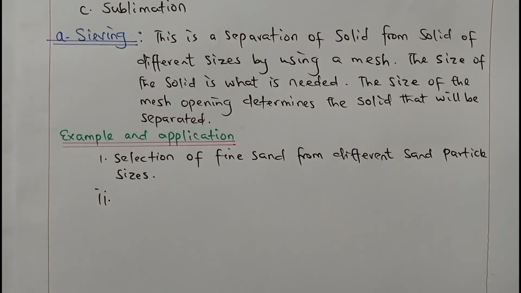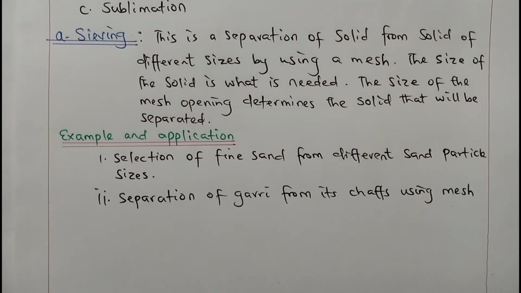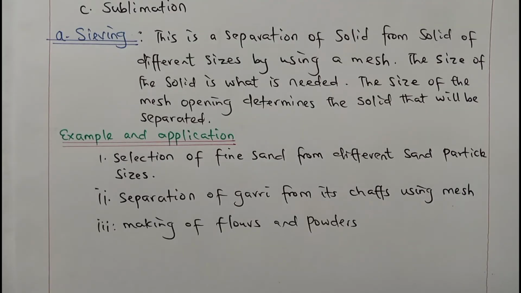Okay, these can actually be employed in separation of fine sand from different sand particle sizes. We can also employ that in separation of gari from its chaff using mesh. We can also make use of this in making flours and powders. They are really important. The gari industry, flour and powders industry, even the sand industry, make use of this sieving. That means that this is important both locally and industrially. I hope you get that.